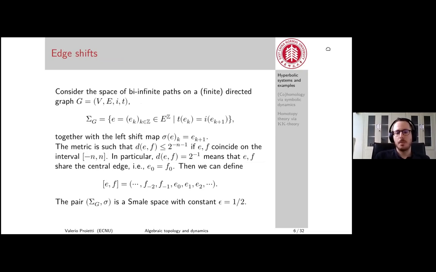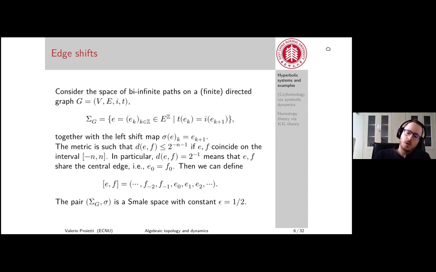because I present them as bi-infinite paths on a finite directed graph with vertices, edges, initial vertex, and terminal vertex. A point in there would be this doubly infinite sequence, which is a path, namely the terminal vertex of some edge needs to match up with the initial vertex of the next edge. And there's this left shift map, which is a homeomorphism. It is invertible because I'm considering sequences indexed by Z. There is a metric which says that two infinite paths have distance less than 2 to the minus n minus 1 if they coincide on the central interval between minus n and n. So the edges belonging to this interval are the same, both for e and for f.